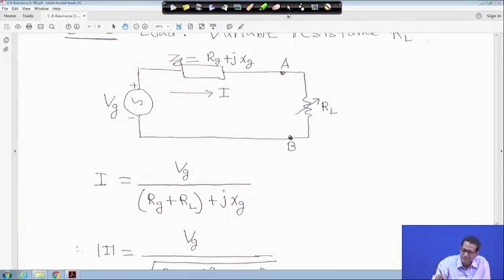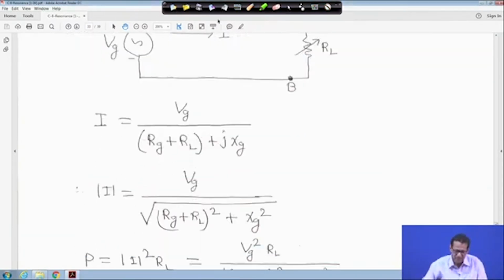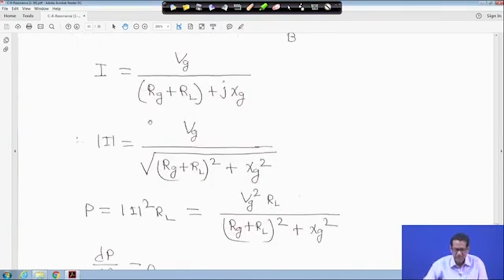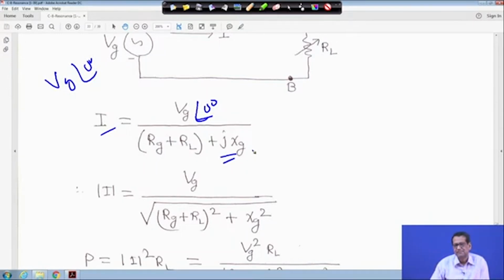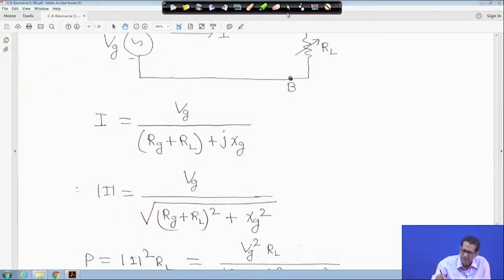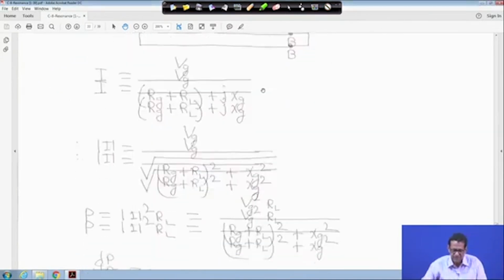This is actually given in phasor. Then you put angle 0 degree, because VG is at angle 0 degree. This is a phasor because we have put j, so it is a phasor quantity, not a magnitude. Now when you take the magnitude, you take the absolute value. It is VG upon root over (RG plus RL) square plus XG square. So this is the magnitude.